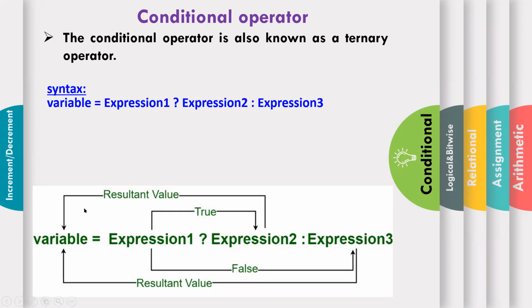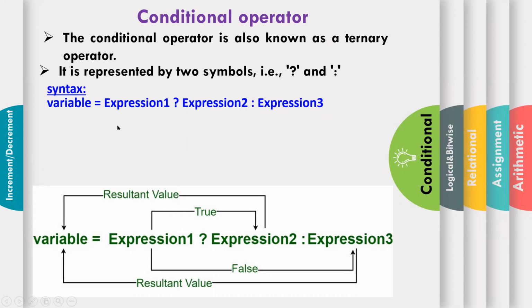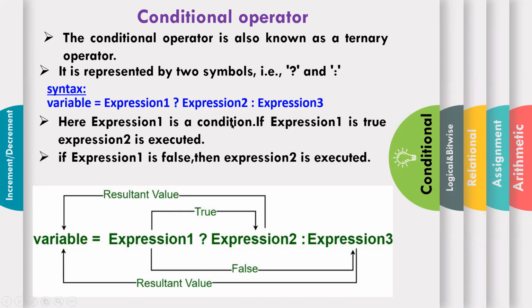And how does it work? In the place of expression 1, there is generally a condition. If this condition is true, expression 2 is executed. If this condition is false, expression 3 is executed. So finally, what does it mean? Here this is a condition. If this is true, the first part is executed. If this condition is false, the second part is executed. So it is equal to if else. If the condition is true, some statement is executed. If it is false, another statement is executed.